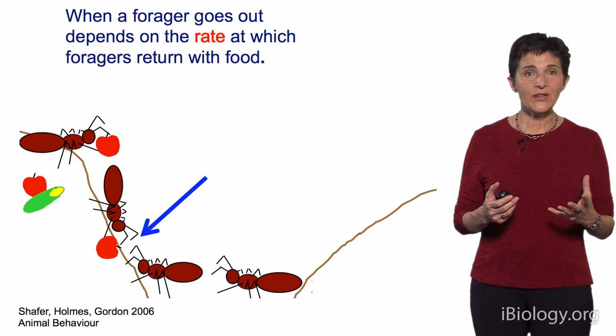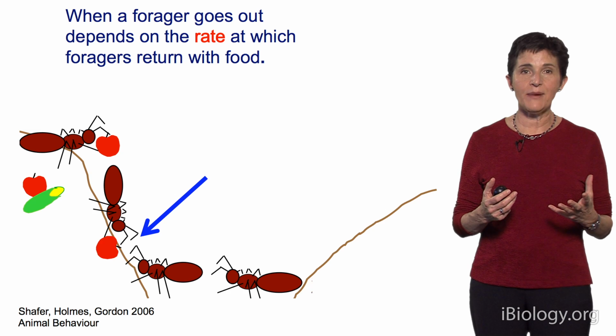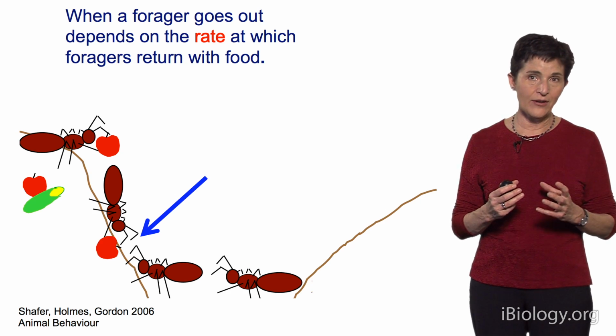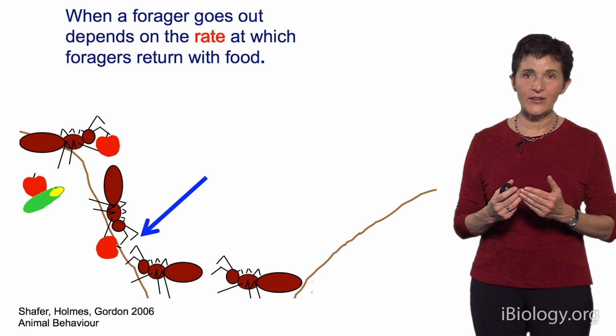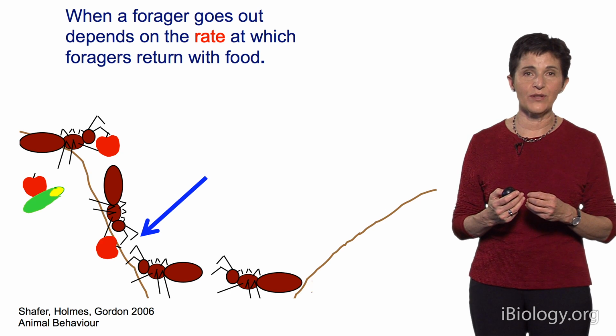This is how it works. When a forager goes out depends on the rate at which foragers return with food. So an outgoing forager doesn't leave the nest unless it has enough interactions, in the form of antennal contact, with returning foragers with food.